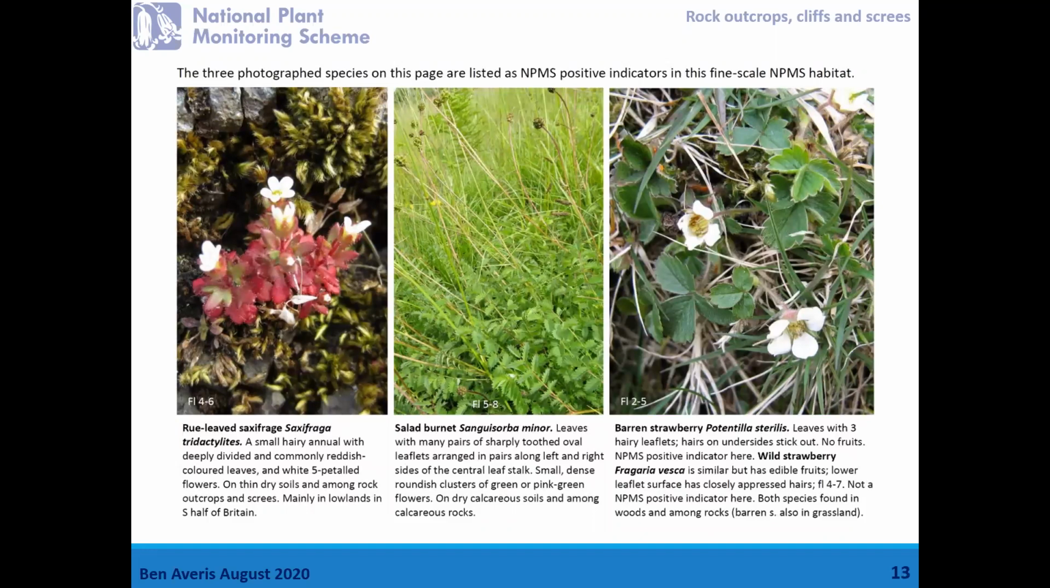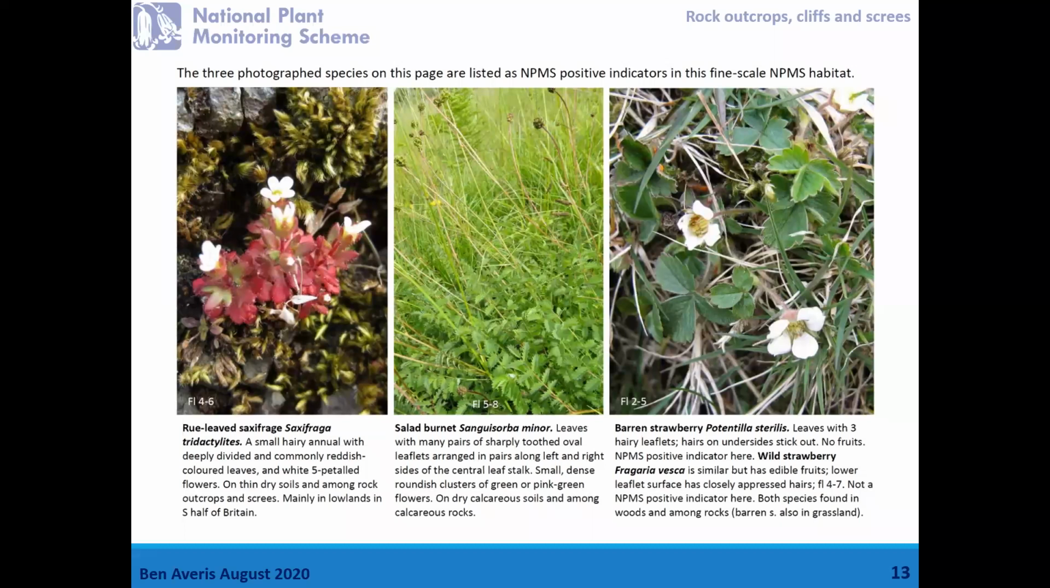Rue-leaved saxifrage is a very small saxifrage, with typical white saxifrage flowers. But the whole thing's small, quite reddish tinged, and it grows in dry places. It likes a little bit of sun, dry and sunny, mainly in the lowlands, especially in the southern half of Britain. The leaves are cut up quite deeply, as they are in some of the other saxifrages too. Small, with a red tinge at least, and very hairy. And it's an annual as well.